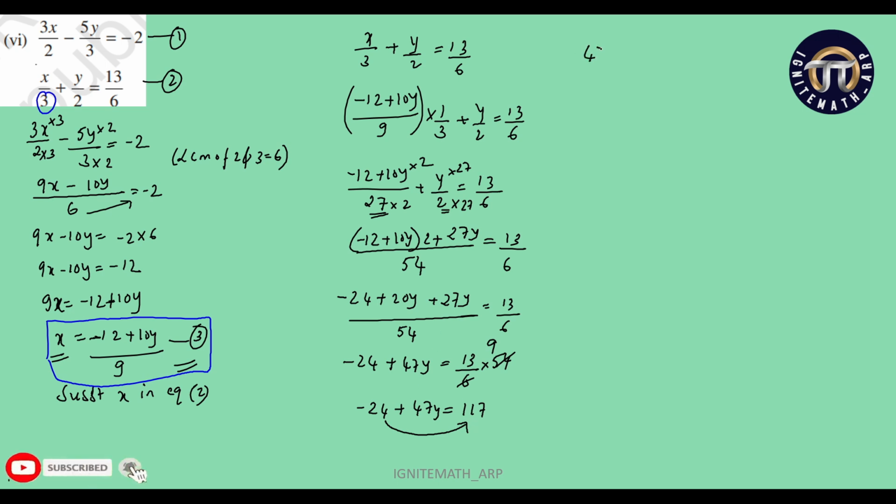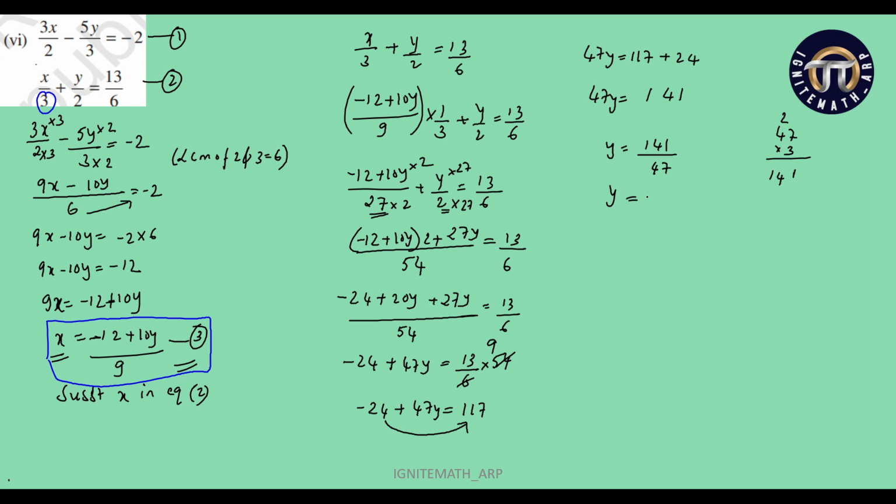So I'll get 47y is equal to 117 plus 24. Clear, children? So 47y. Now I have to add this 117 plus 24. I'll get it as 141. So y is equal to 141 divided by 47. 47 threes are, 3 into 7 is 21, 3 fours are 12, 12 plus 2 is 14. So I am going to get y is equal to 3.